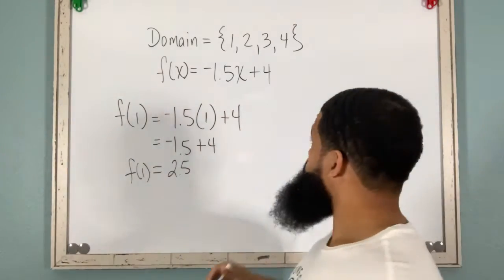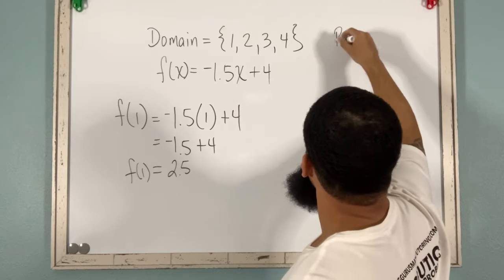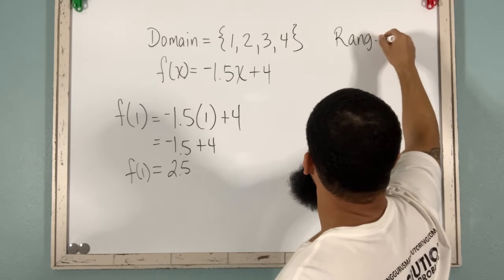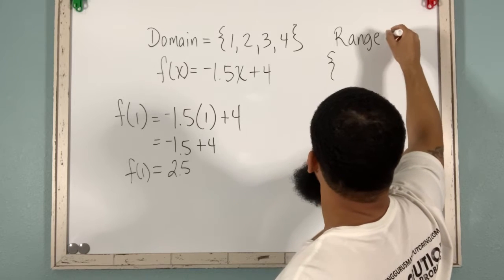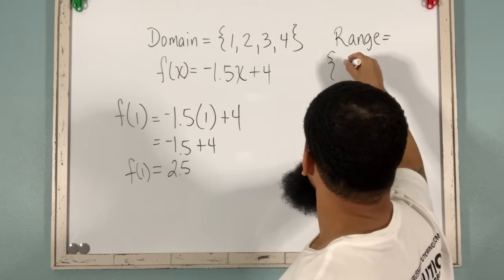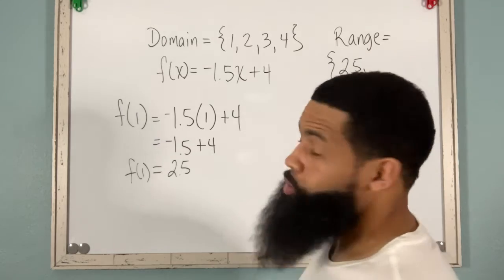So that's the first range value. I'm going to just put it over here. I'm going to say range equals, and I totally spelled that wrong, but it's all good. So my range is 2.5, and we're going to get the other values of the range.